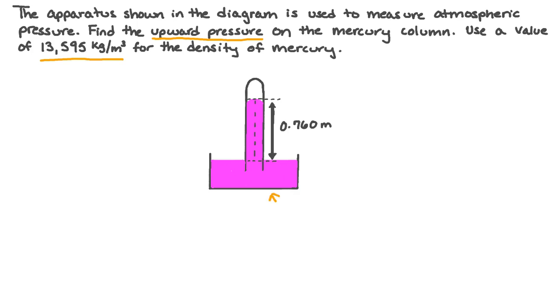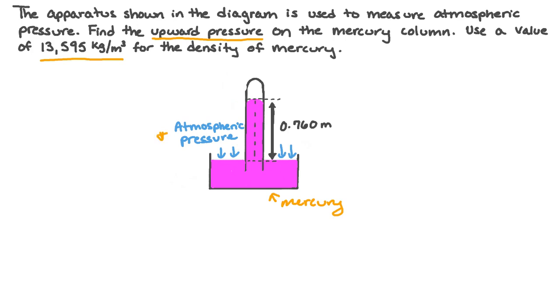In the diagram, we have an apparatus which is filled with liquid mercury. The apparatus contains a test tube that is filled with mercury, as well as a dish that's filled with mercury. The dish is open to the atmosphere such that the atmosphere applies a pressure, as represented by the blue arrows, onto the liquid mercury. This atmospheric pressure provides the upward pressure on the mercury column inside the test tube. How do we find this pressure?